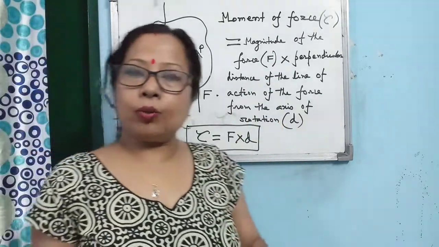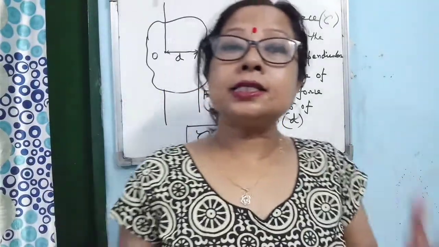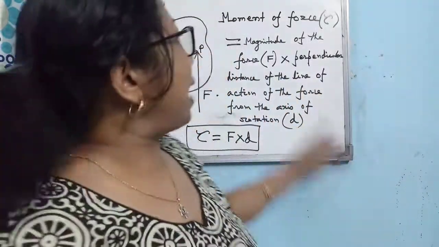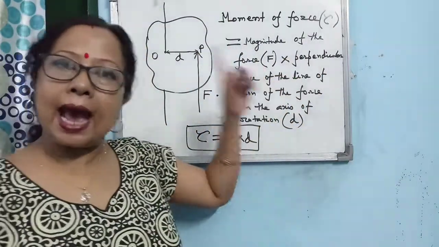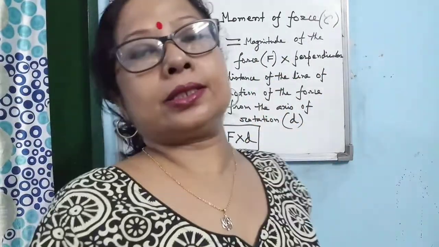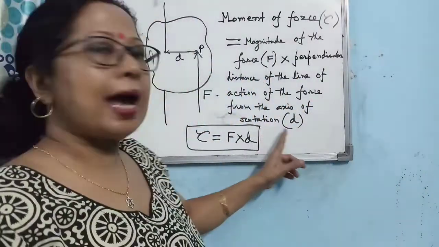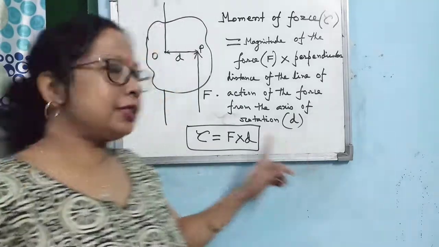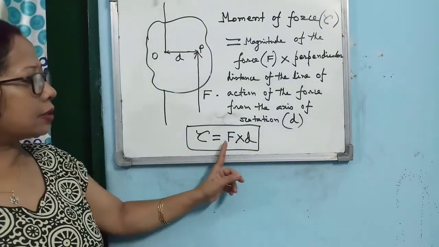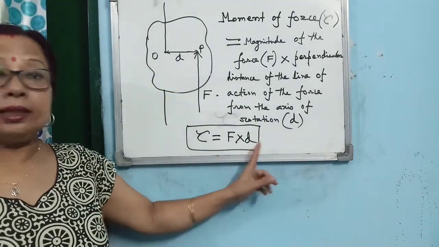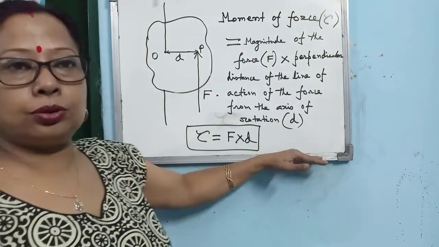So I repeat, what is moment of force? It is the product of magnitude of the force and perpendicular distance of the line of action of the force from the axis of rotation. So symbolically we write it as tau is equal to F into D. This also you must learn how to write it.